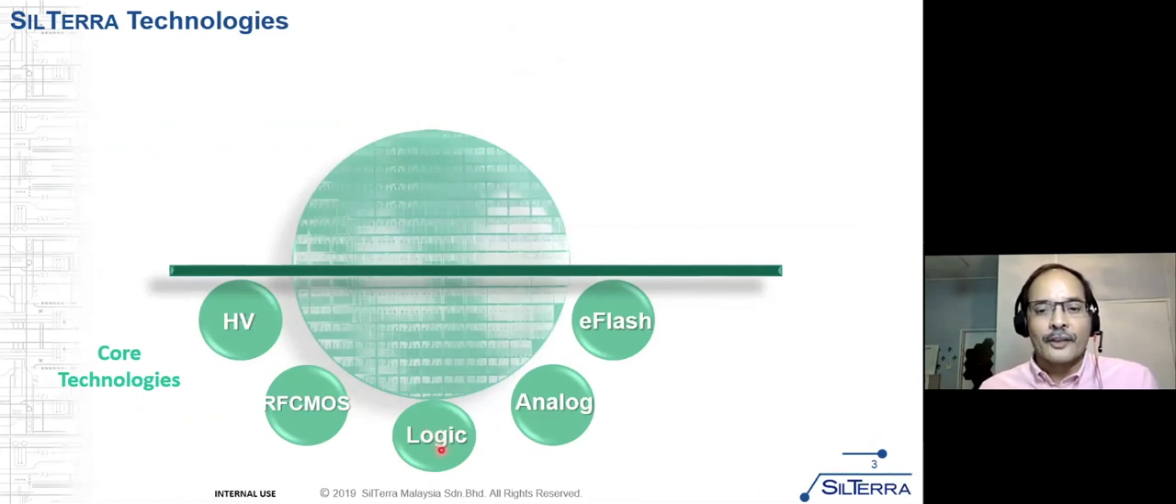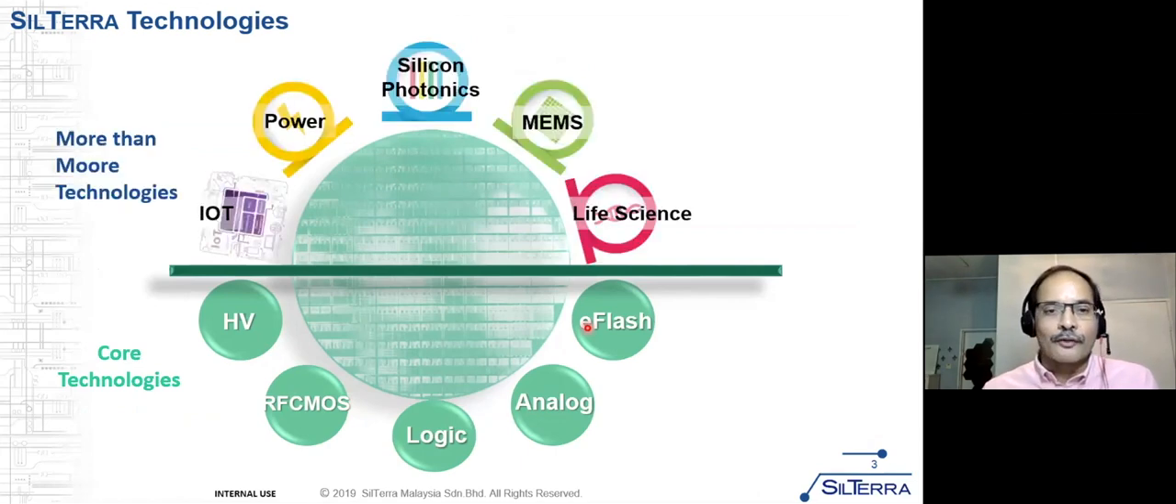We were focusing on logic, analog, RF, high voltage, and E-flash. But over the last 4 to 5 years, we put in concentrated effort to develop these other technologies, which internally we tend to call "more than Moore" technologies. One of them is IoT, power, but primarily silicon photonics, MEMS, and life sciences.